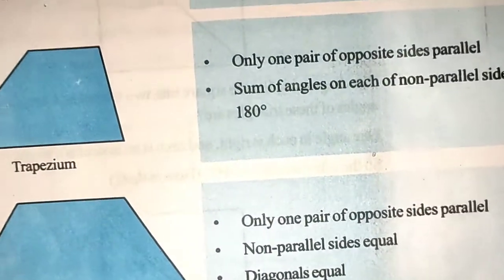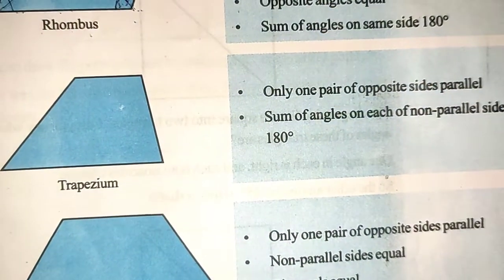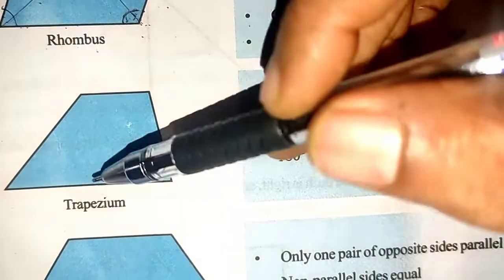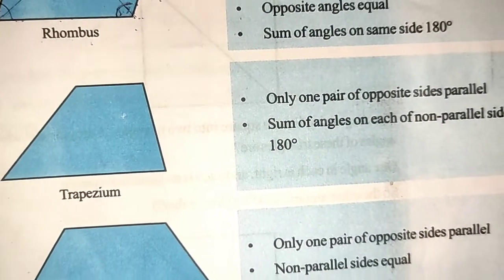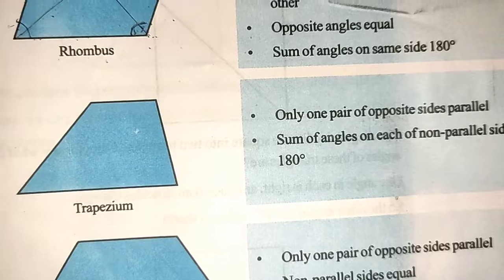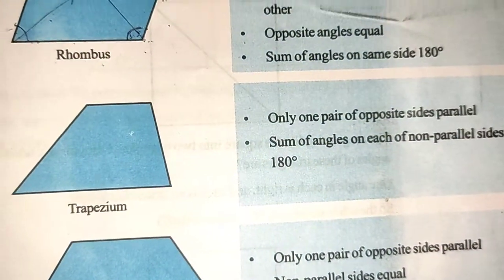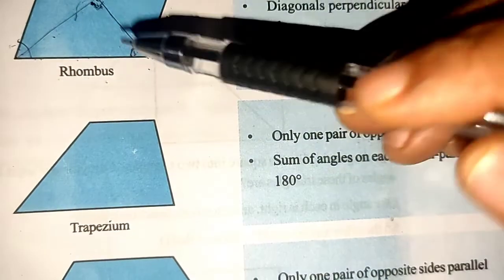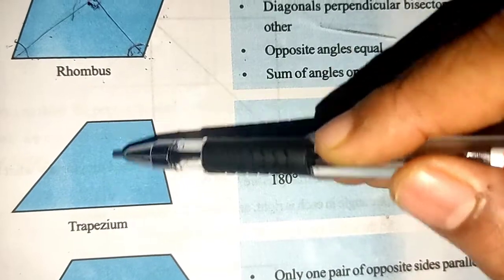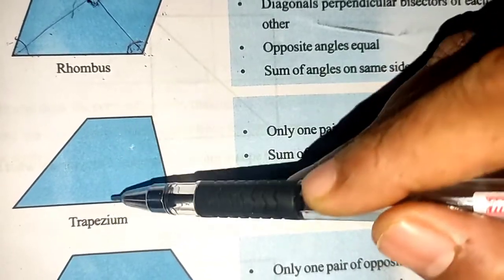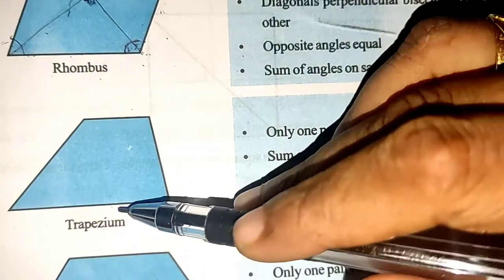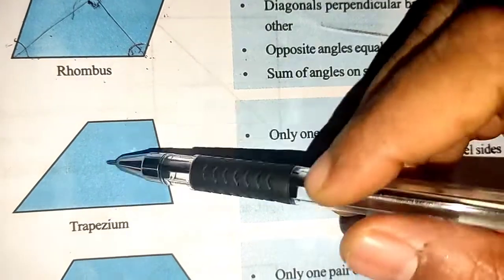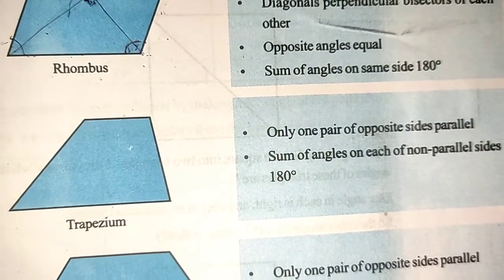Next one is the trapezium. It is somewhat like an iron box, or the shape of a Ritz car. What are the specialities of this trapezium? Sides are not at all equal, but one speciality is that one pair of opposite sides, these two sides, are parallel, but they are not equal.